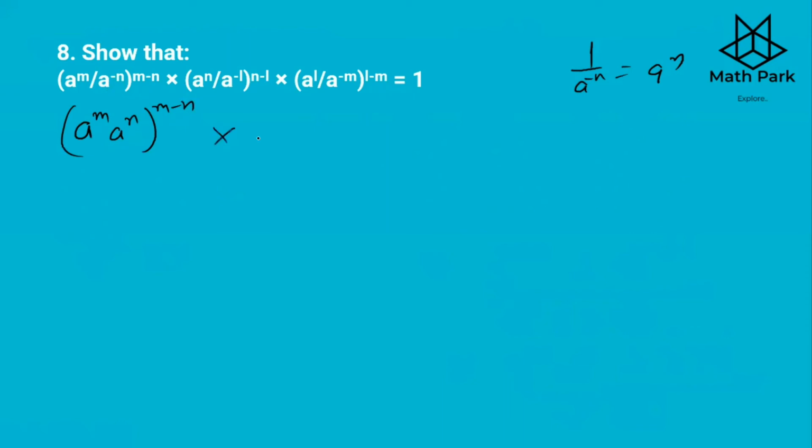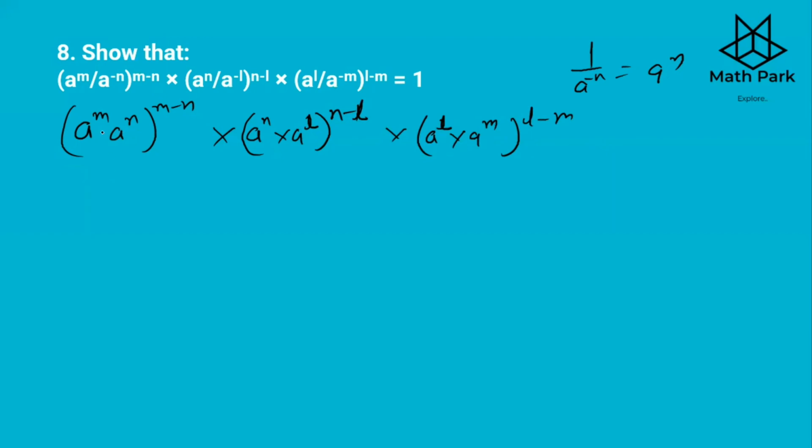Got it? Into, again, this a raised to l will go up. So, this is going to be a raised to n into a raised to l. This all raised to n minus l, into a raised to minus m will go up. So, it is a raised to l into a raised to m. It becomes positive. And this all raised to l minus m. Sorry, this is not 1. This is l. I'm sorry. And so we are solving the LHS now.